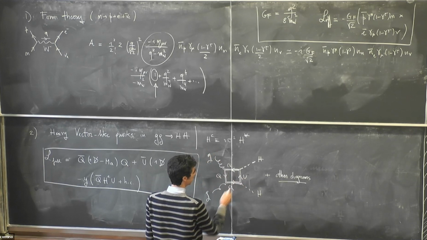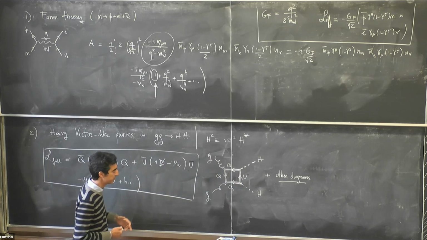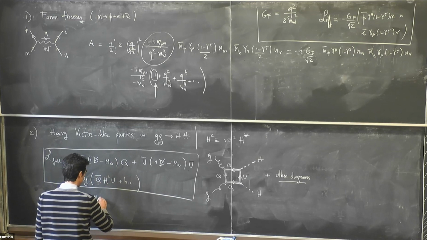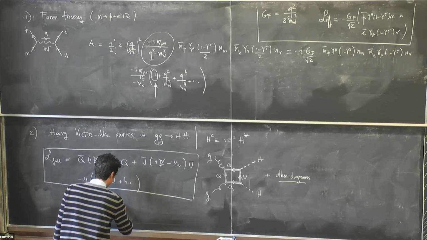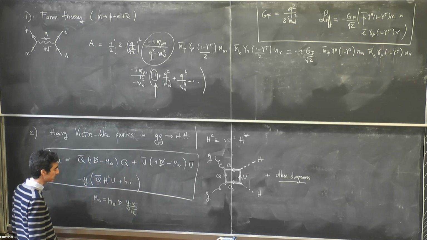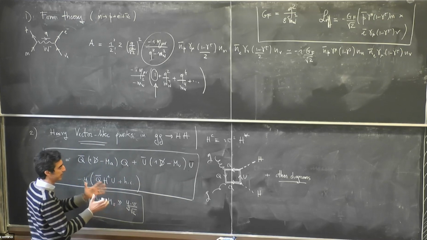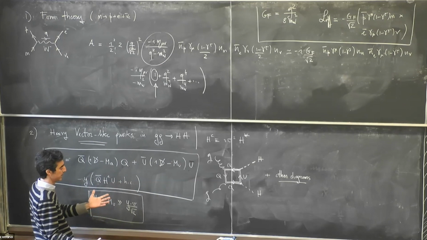Now, after electroweak symmetry breaking, this Yukawa interaction will change the masses of Q and U, but that's an effect which we can neglect. So we assume that M_Q is equal to M_U for simplicity, and this is much larger than the electroweak effects, in particular y times v over root 2, which would be the effect from this Yukawa interaction. Okay, so the fermion mass is much larger. Notice that these are vector-like fermions. Vector-like means that for a given representation of the standard model, I have both left and right handed chirality, so I can put them together in a mass term. That's not like the standard model.